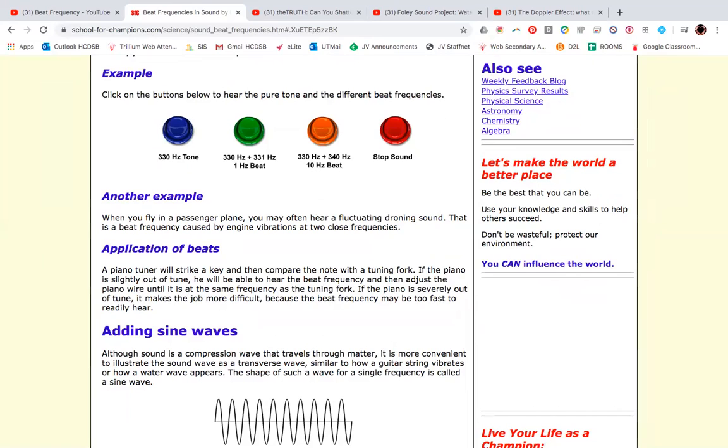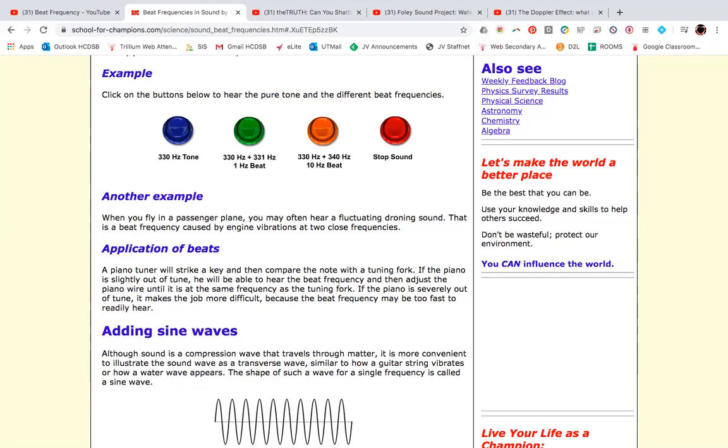And the first button is just a 330 hertz tone on its own. So that's what that sounds like. Now, the next button plays 330 hertz and 331 hertz notes at the same time. So we can actually hear that 1 time per second, we hear the volume going loud and then soft.